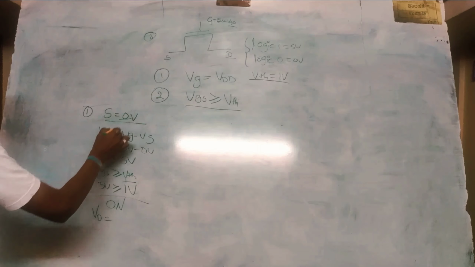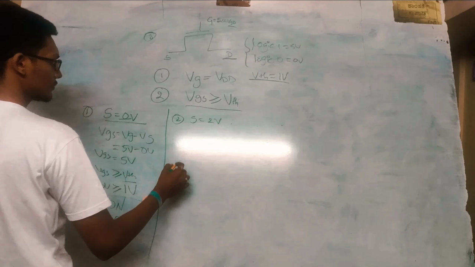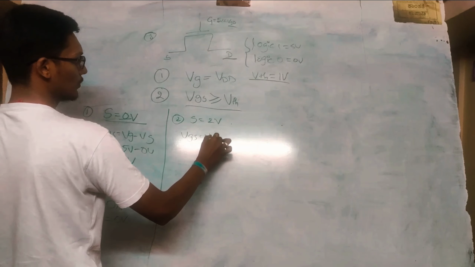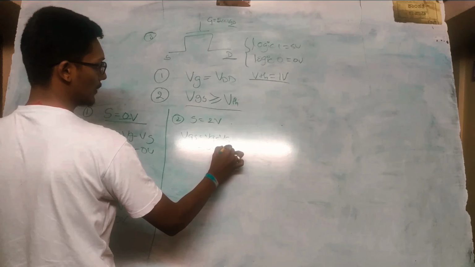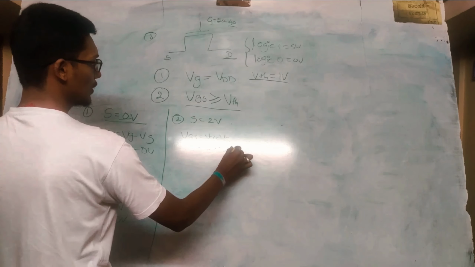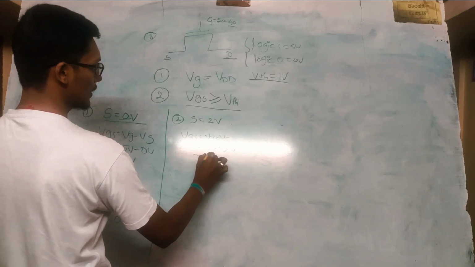In case 2, I'll assume S is equal to 2 volts. Again, VGS is equal to VG minus VS, that is 5 volts minus 2 volts, equal to 3 volts. The condition is VGS greater than or equal to VTH. VGS that we have calculated is 3 volts, which should be greater than or equal to VTH, that is 1 volt. This condition is also satisfied, so my NMOS will be in the on state. VD is equal to what we have applied, so this is 2 volts.